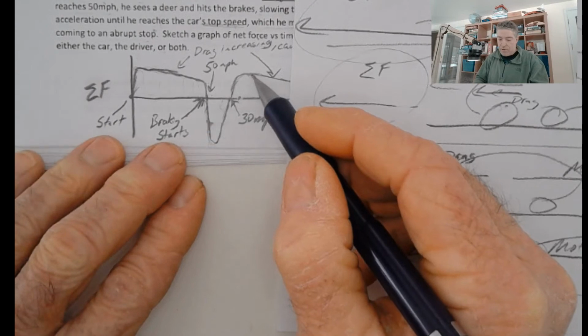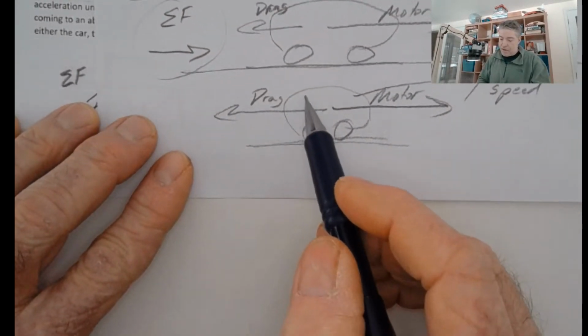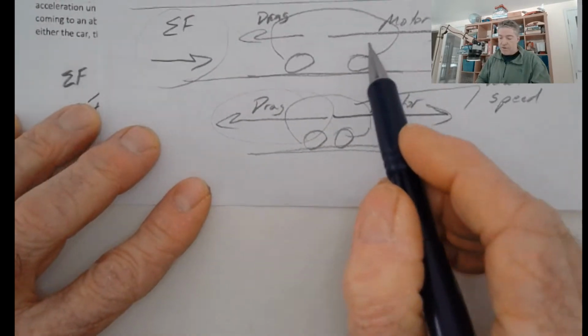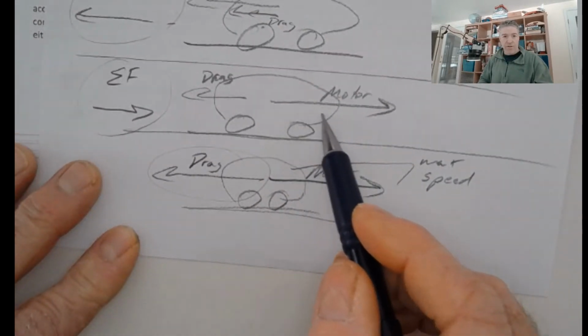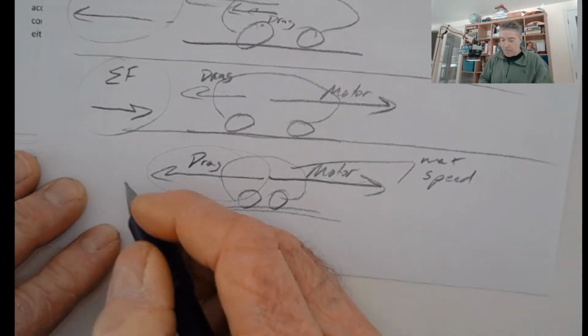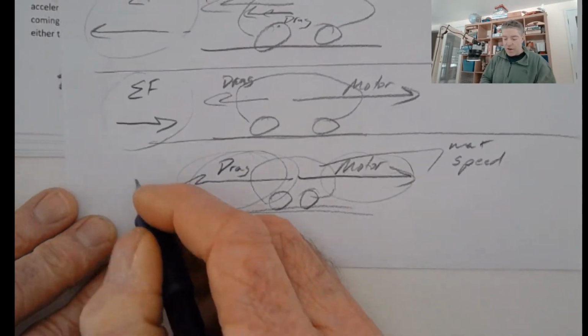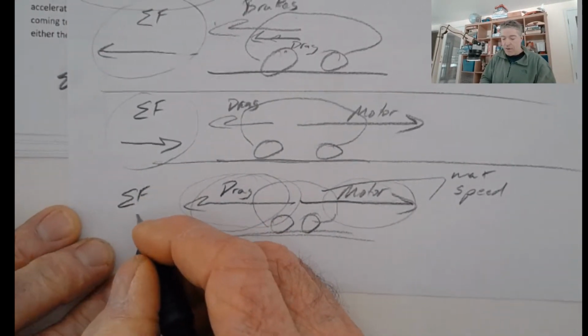And then the pedal to the metal means that drag is going to keep increasing. The motor force can't get any stronger. This is maximum motor force. The drag is just going to build up and build up and build up until the drag equals the motor force, and then the car can't go any faster. So the net force at that point is 0.